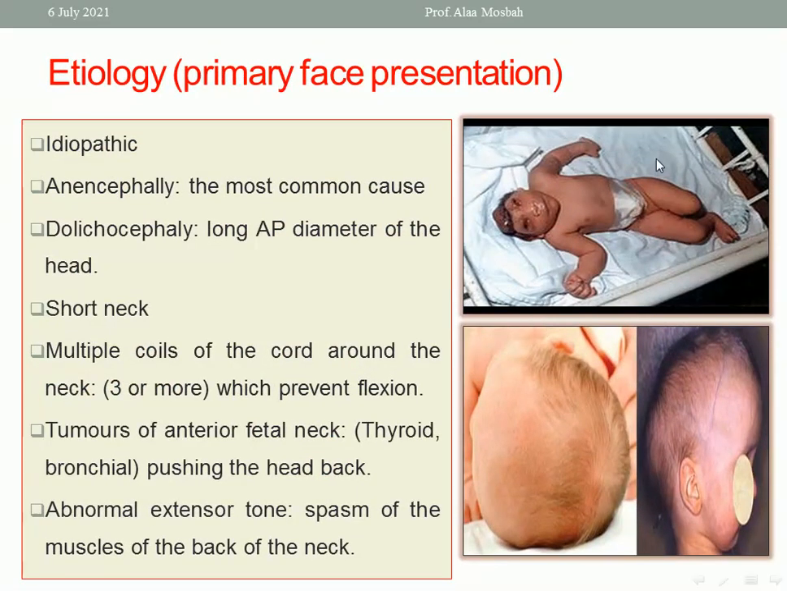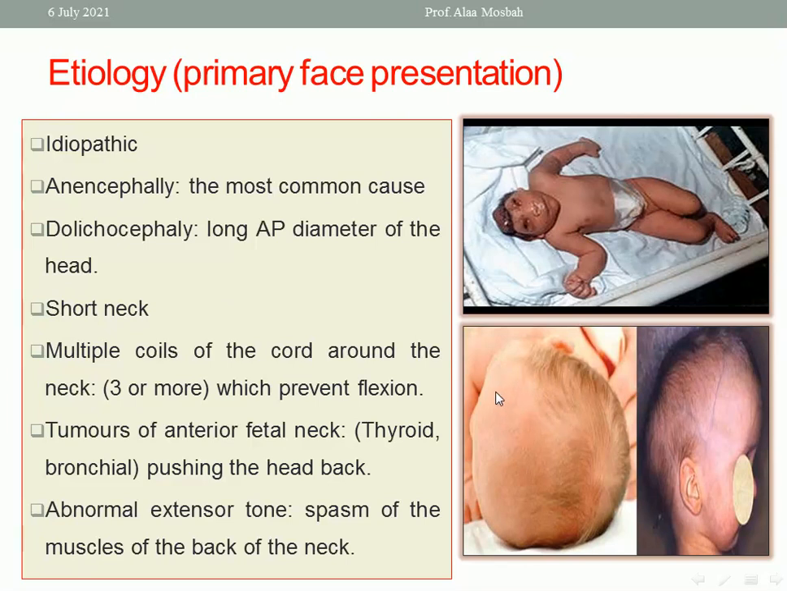What is the etiology? The etiology of primary face presentation, which occurs during the pregnancy, may be idiopathic or due to congenital anomaly like anencephaly, as in this picture, absence of the vault of the skull and part of the brain, forebrain and cerebellum atrophied, or dolichocephaly. Dolichocephaly is like this one, a long anterior-posterior diameter of the head, as in this one and this one. This is called dolichocephaly.